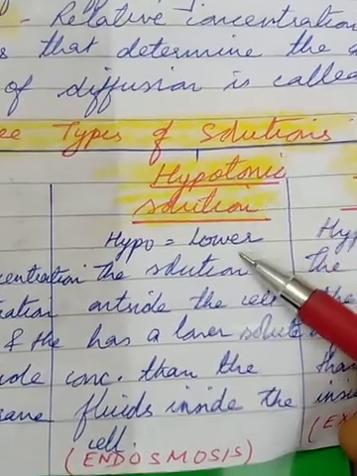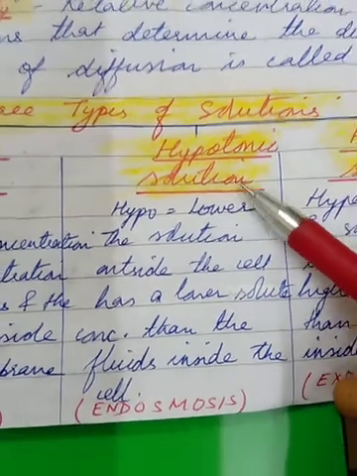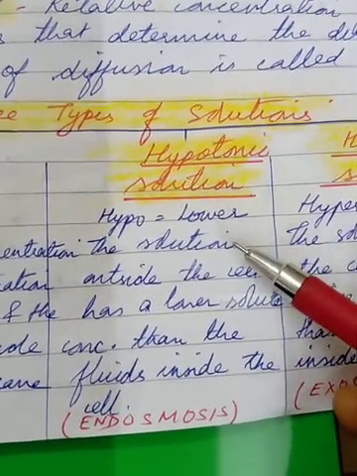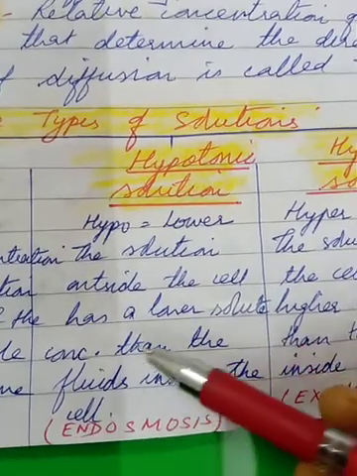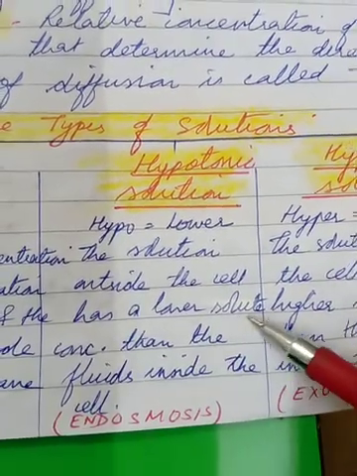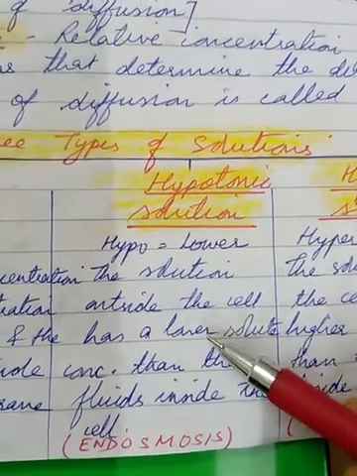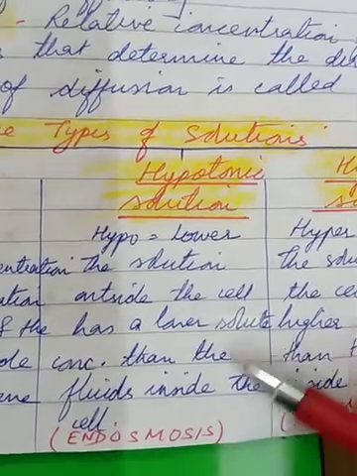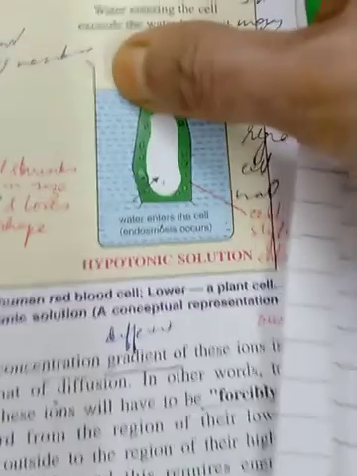Let's say hypotonic. Hypo means less or lower, and tonic means the strength or concentration. So the solution outside the cell has a lower solute concentration. Solute means the dissolved substance or the solid, right? So the lower concentration of solute outside than the fluids inside. We'll see this by an example, right?